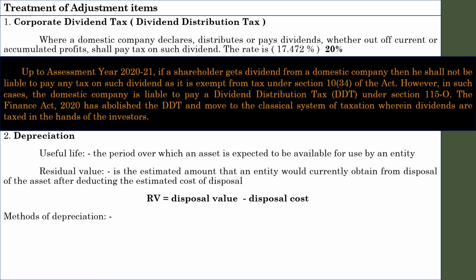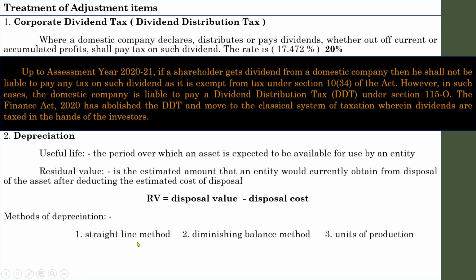Methods of depreciation. From the problem side, it is not an issue regarding the method of depreciation, because usually in the practical cases we will be using the straight line method. The main patterns of computing depreciation are the straight line method, diminishing balance method, and units of production. I believe you all know what is meant by straight line method, diminishing balance method, and units of production.